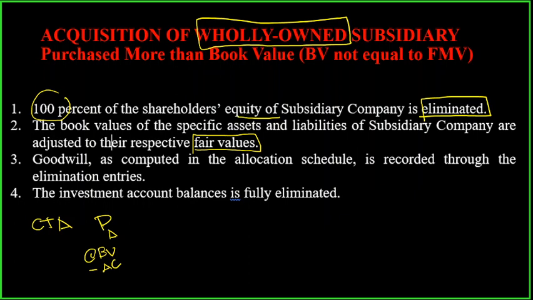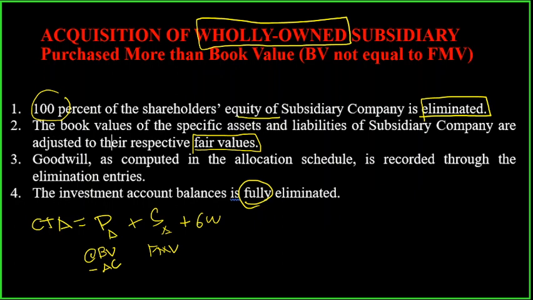But if these are the assets after the acquisition, you don't have to deduct because it's already deducted. Okay, so that's the explanation. Parent's assets at book value, plus subsidiary's assets at fair market value, plus goodwill if you have goodwill. Goodwill is computed in the allocation schedule, recorded through elimination entries, of course, not found in the books of the parent. That's why you have to add it, okay?